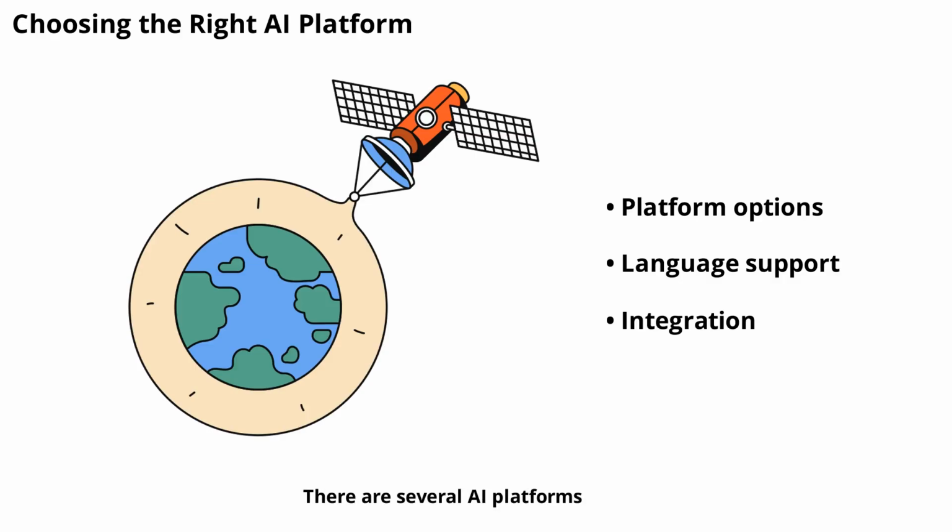There are several AI platforms available for real-time subtitle generation, each with unique features. Popular options include Google Speech-to-Text, Microsoft Azure Speech Services, and IBM Watson. When selecting a platform, consider factors like language support, accuracy, latency, and integration capabilities. The right choice depends on your event's requirements and technical setup.